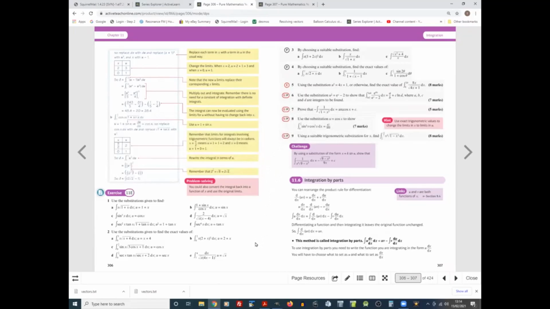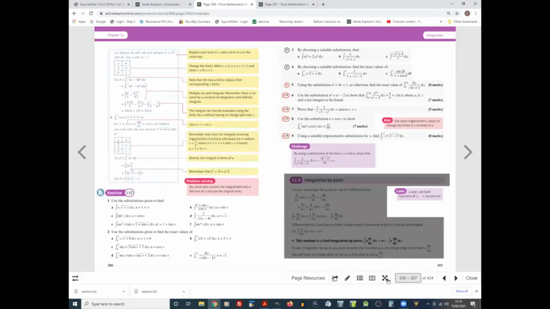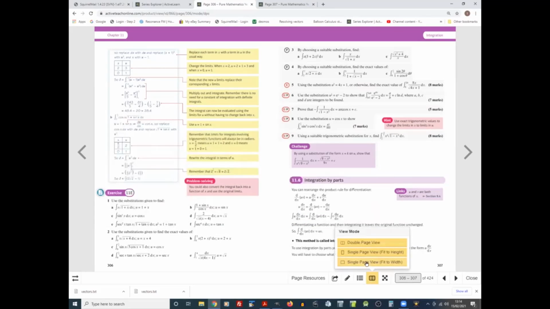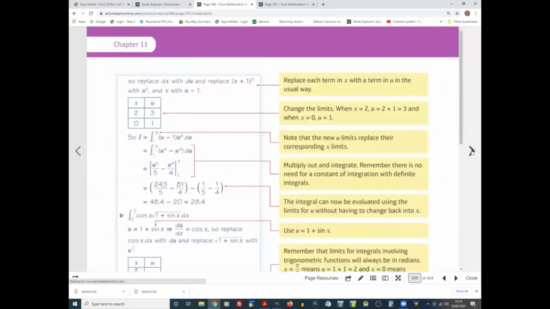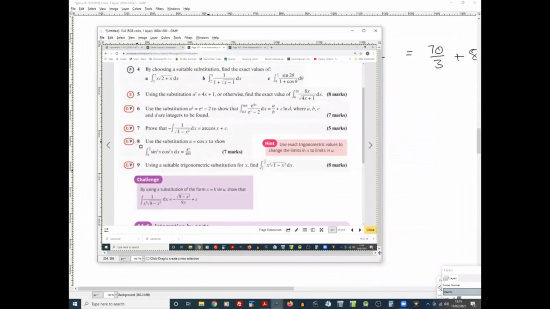Okay. Hint: use exact trigonometric values to change the limits. It is saying use the substitution. Okay, if we must. Yeah, because you do need to practice when you must. Yes, that's true. Right.